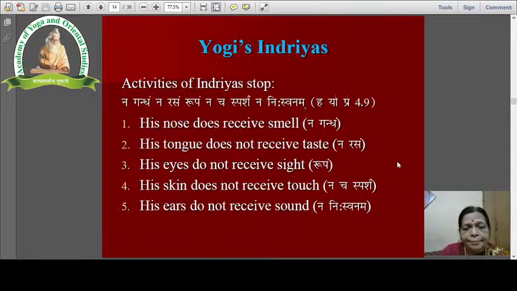Now, the yogi's indriyas. What happens to the yogi's indriyas? Activities of the indriyas stop. There is no activity in his indriyas. Na gandham, na rasam, na rupam, na cha sparsham, na nishwanam. His nose does not receive smell, na gandham. Na gandham means his nose does not act. Na rasam, that means his tongue does not receive taste. Na rupam, his eyes do not receive sight. The eyes cannot see anything. Na cha sparsham, that means his skin does not receive any touch. Na nishwanam, nishwana means sound. His ears do not receive any sound. So the indriyas of the yogi stop their activities. They are not active at all.